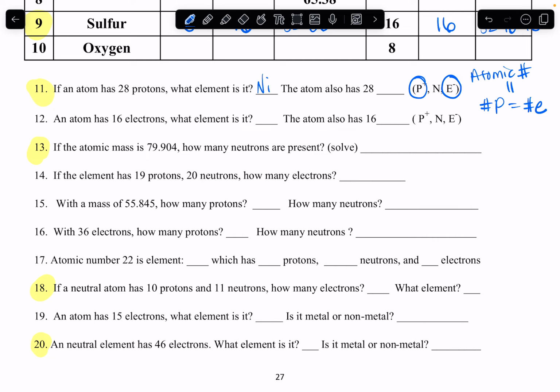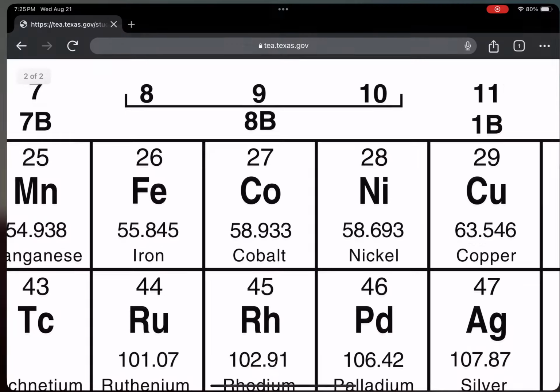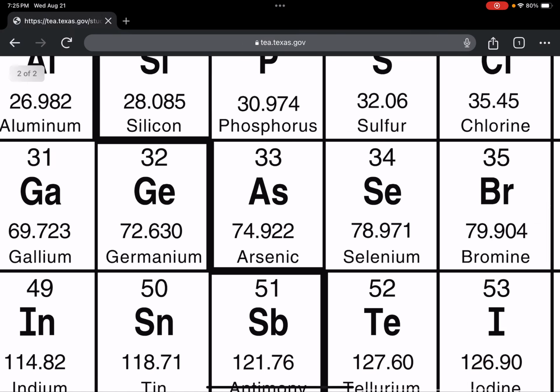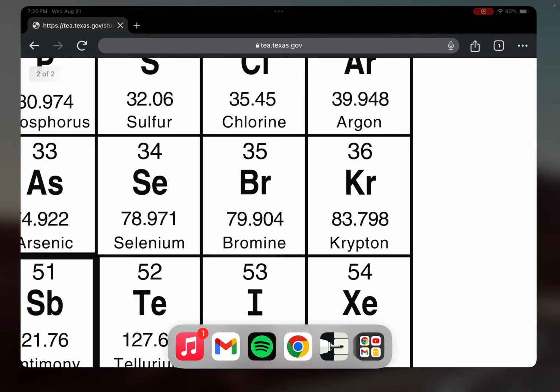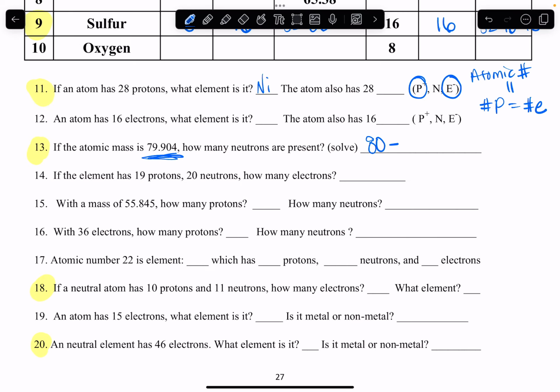Okay, number 13, the atomic mass is 79.904. How many neutrons are present? So I have 79.904. I'm going to round that to 80. But I need an atomic number to solve for how many neutrons there are. So I'm going to go find what has a mass of that. We're going to go numerical order. There, boom, 79.904 is bromine. So I need that atomic number 35. 80 minus 35 is 45. I have 45 neutrons.